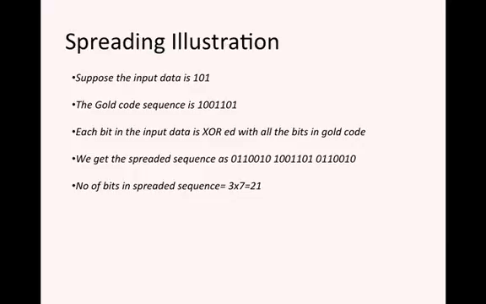Suppose you consider the input data bit 1 and you XOR the whole code sequence with the input data, so you get the complement of it. For the second bit, the input data is 0, so you get the same figure. And for the third bit it is again 1, so you use the complement of the gold sequence. The whole sequence is now the spreaded sequence. So the number of bits in a spreaded sequence here equals 3 times 7 bits, that equals 21 bits.